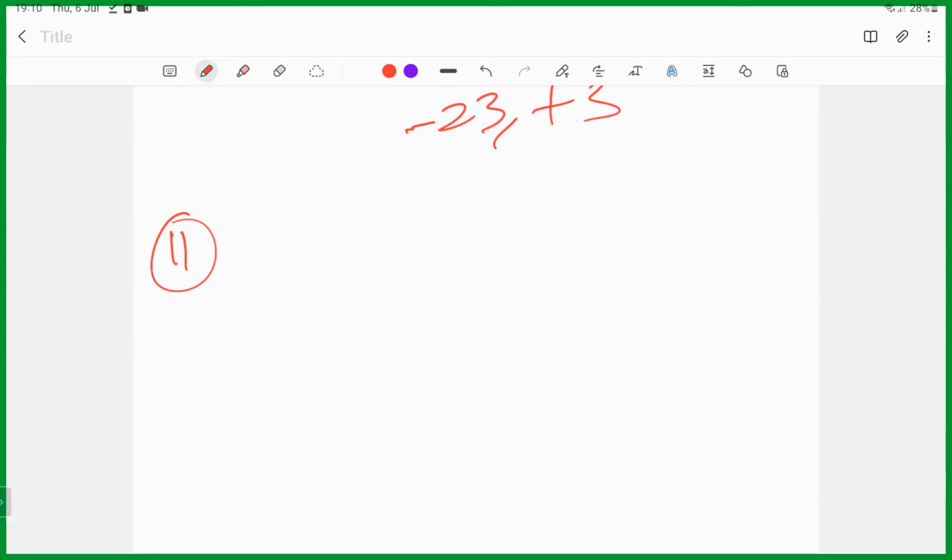So 11th one. The time taken by a person to cover 150 km was 2.5 hours more than the time taken in the return journey. If you return at a speed of 10 km per hour more than the speed while going, then find the speed per hour in each direction. Rohit? Vijay, tell now. Which doubt? You don't know?